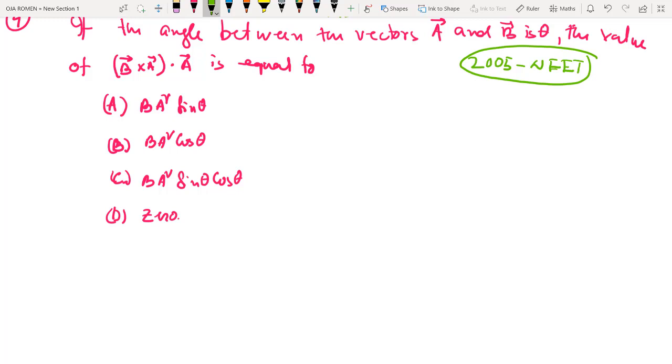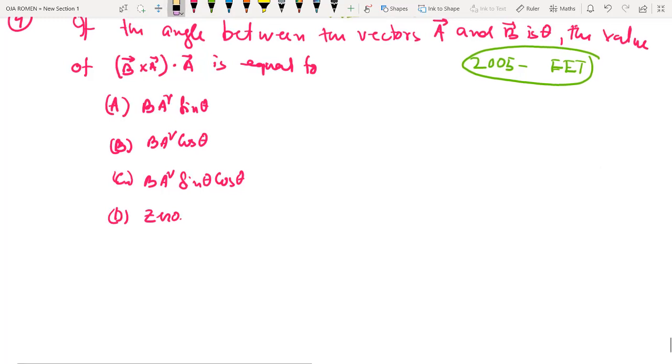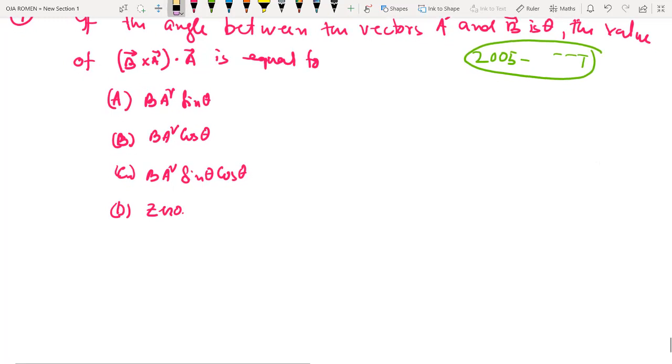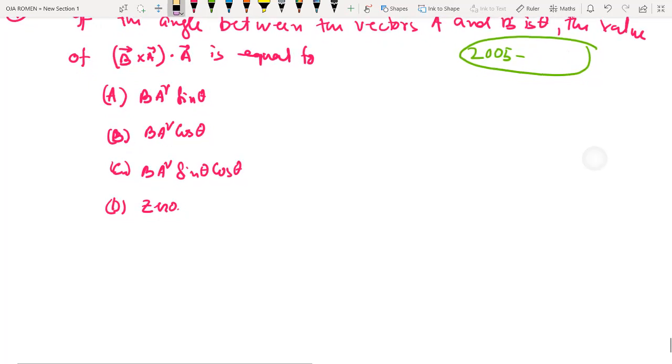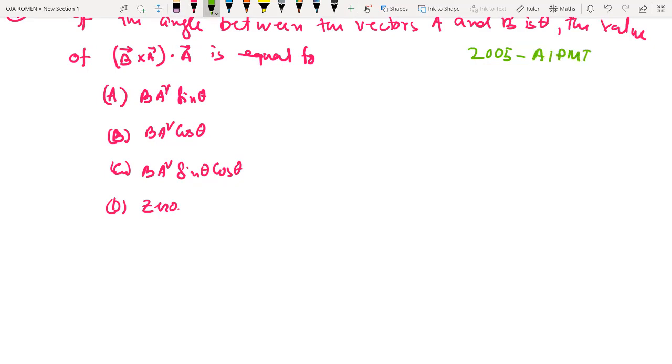That time it was not NEET, it was AIPMT, because NEET starts only in 2013.